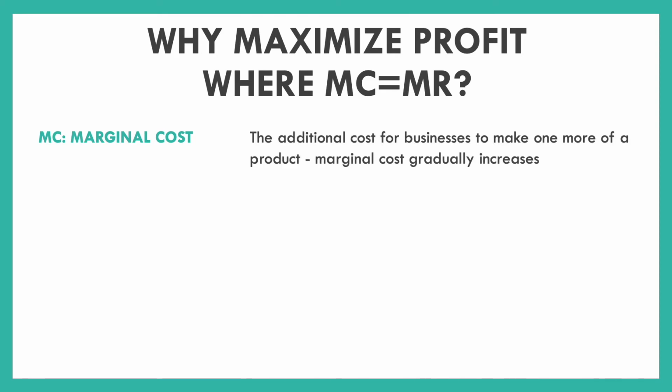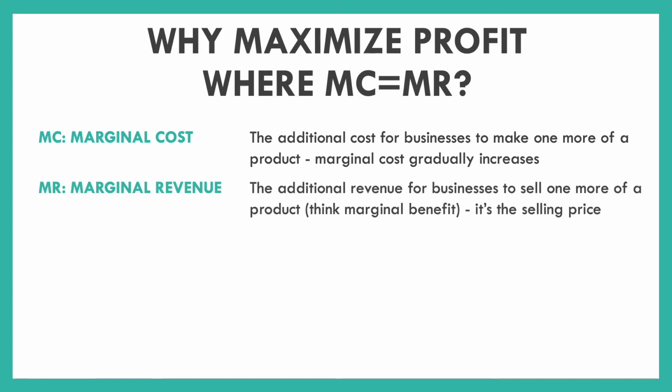The same thing is true for businesses. Businesses have additional costs for every additional product they want to make. For every single product that they want to make another of, it's going to cost them a little bit more money, an additional amount of money. And marginal cost is gradually increasing along the way. Every time a company wants to make one more phone, there's going to be some additional costs associated with just that one more phone. But then the MR stands for marginal revenue. And marginal revenue is the additional revenue that businesses get to sell one more of the product.